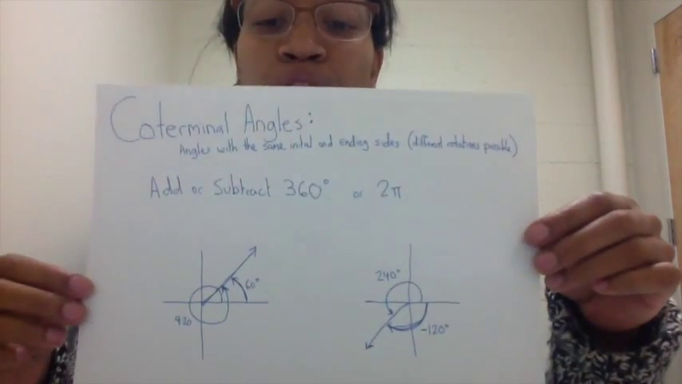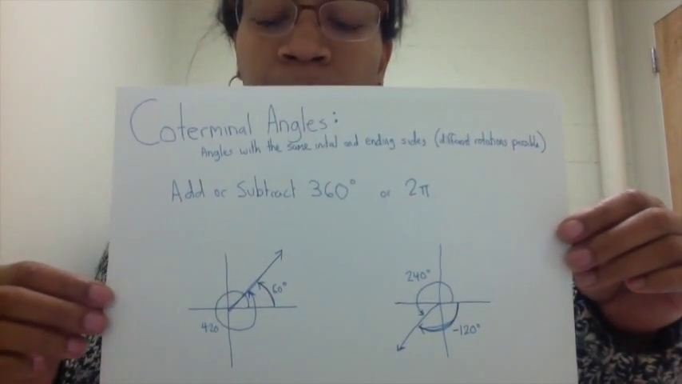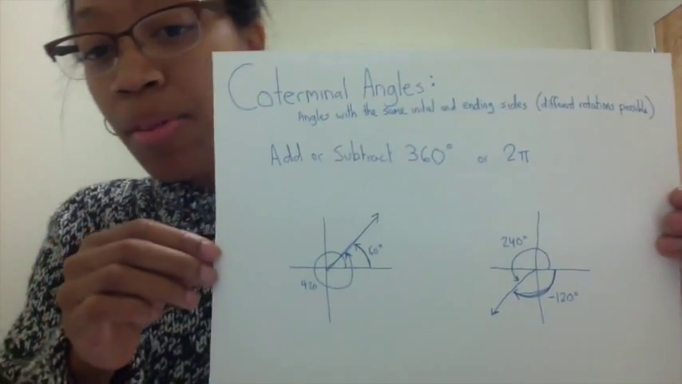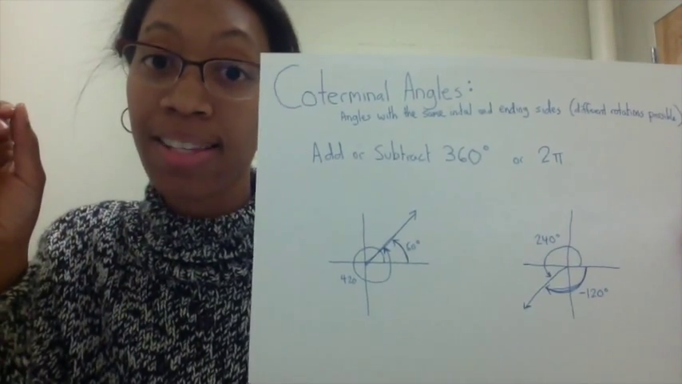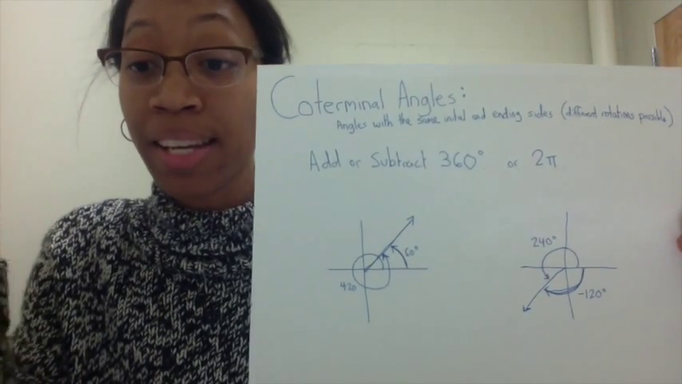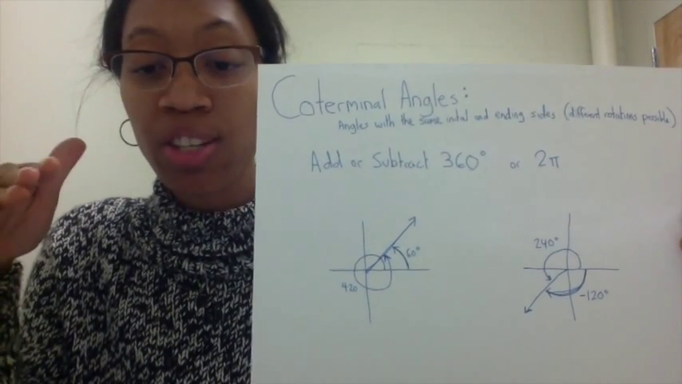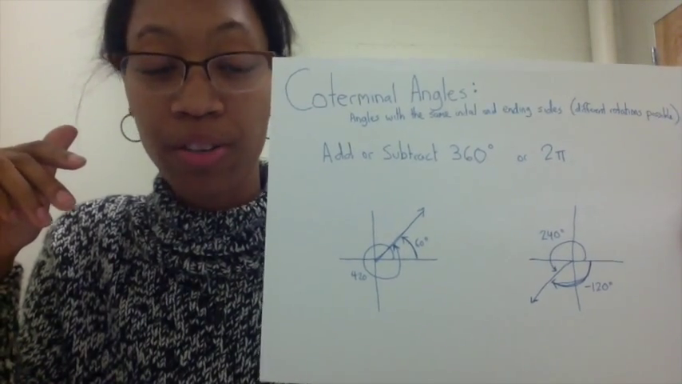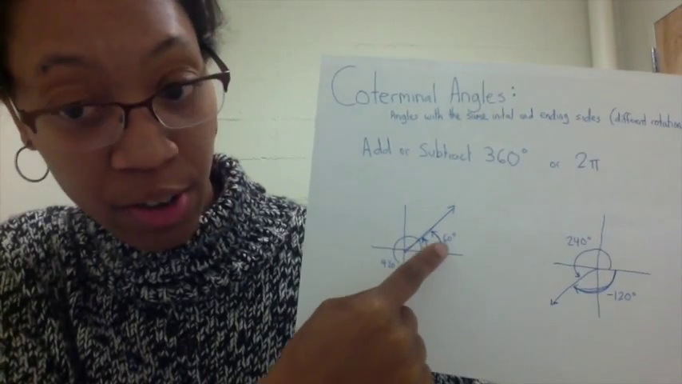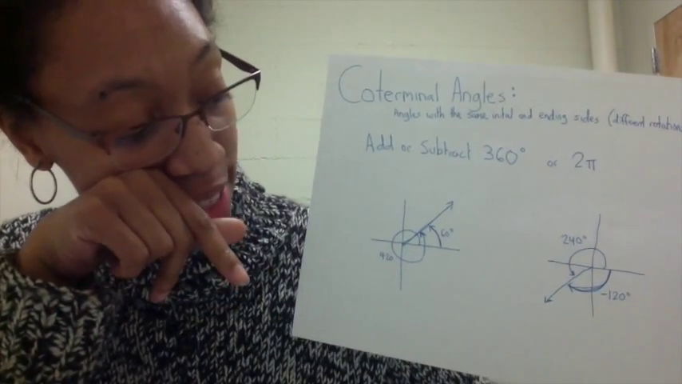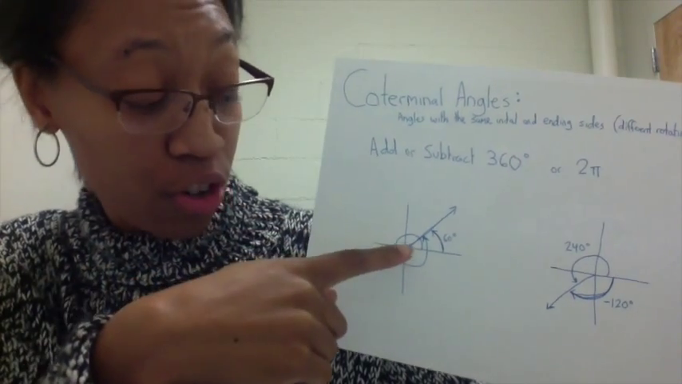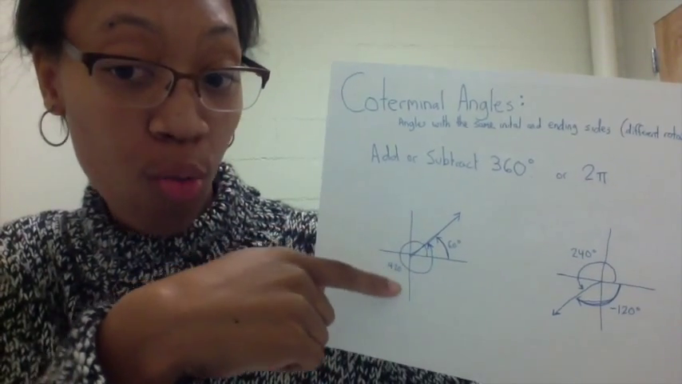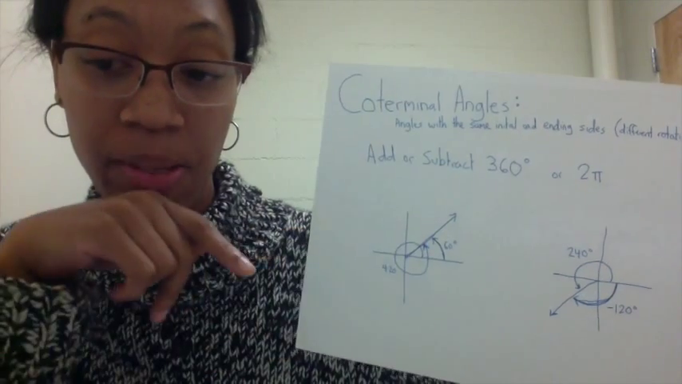Now, let's talk about coterminal angles. If you're going to try to find a coterminal angle, that means that the angle has the same initial side as the original one, and that it also ends in the same place. So it starts in the same place and ends in the same place, but the rotation in the middle could be different. So here you can see that 60 degrees starts here and rotates up, whereas 420 starts here, goes all the way around, and then rotates up to the same spot.